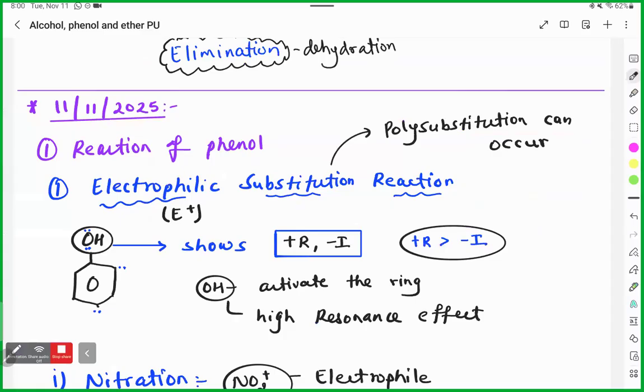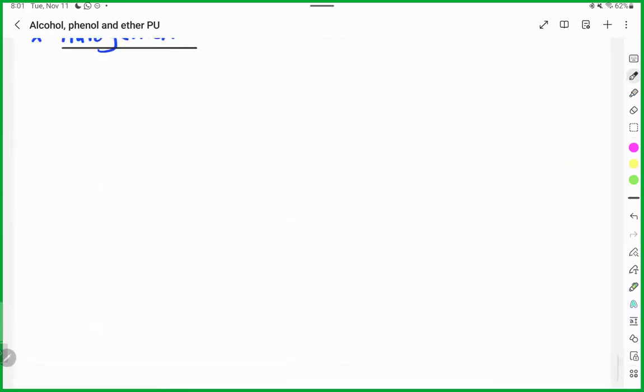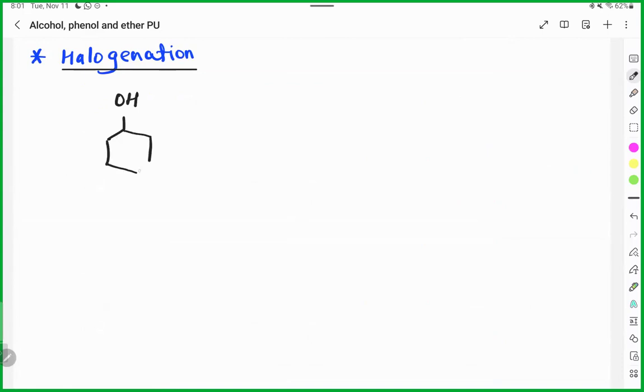So polysubstitution is a special thing in case of phenol. If you want monosubstitution, you have to reduce the concentration, which means you have to dilute. Same thing you will see everywhere in this reaction. For example, in halogenation, if you take low temperature, then phenol will react with the halogen. Any halogen, you can take bromine or chlorine, it's your choice.